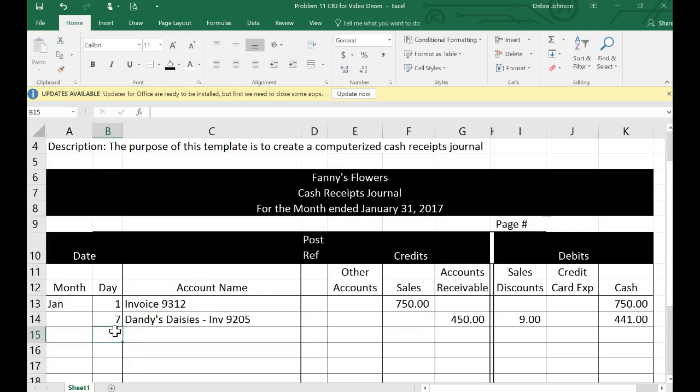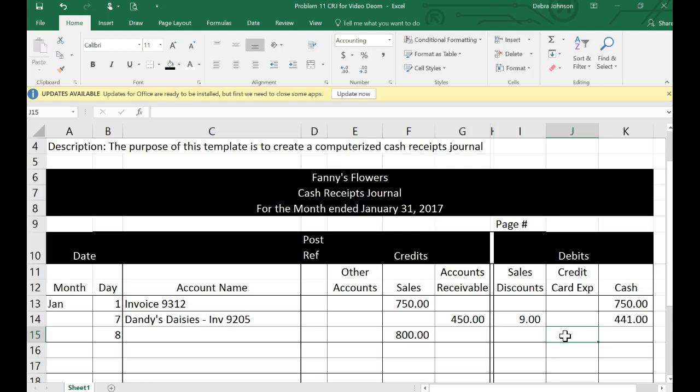I'll go on to my next one. On January 8th, it says sold floral arrangements to DeMonte's Dahlias for $800. He used a Visa card to pay for his purchase. So we will recognize the sale of $800. We will go ahead and recognize the credit card expense.